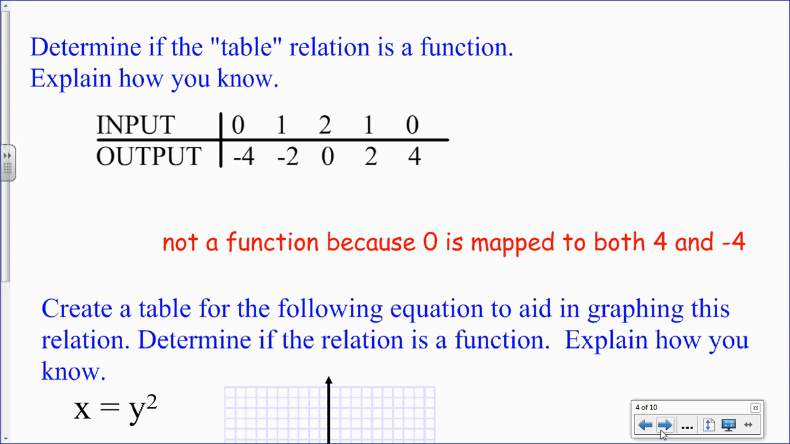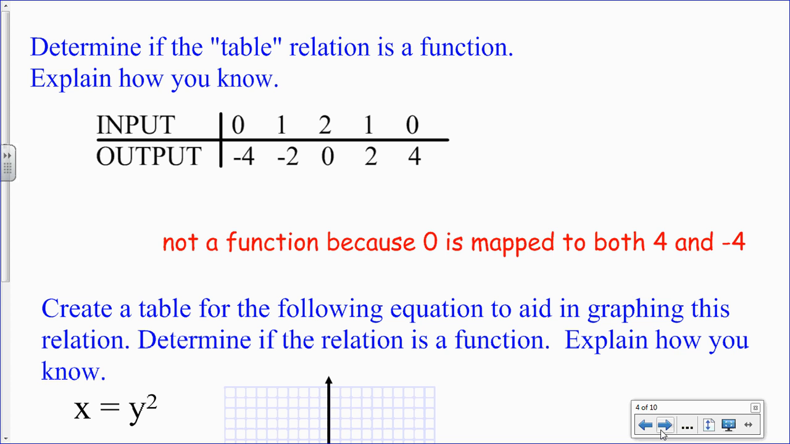So if I look at this table, I have an input and output. I see that 0 repeats, and it has different outputs. So I know that it is not a function because it's mapped to both 4 and -4. You could say the same thing for 1. You could say it's not a function because 1 is mapped to -2 and 2.